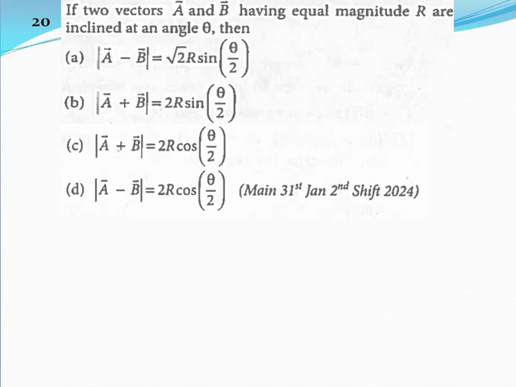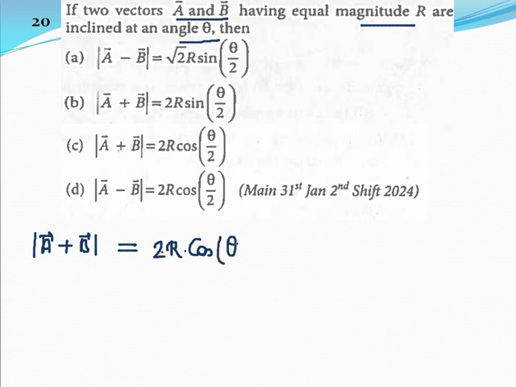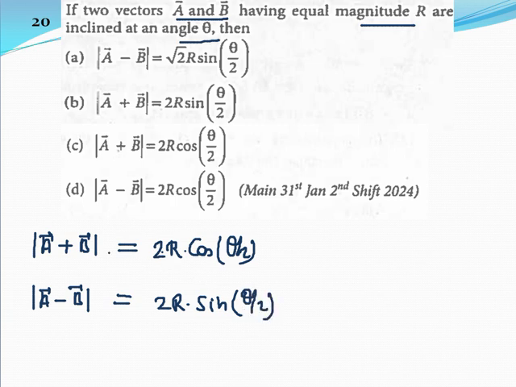Now the last question of the day. Two vectors A and B having equal magnitudes are inclined at an angle theta. Whenever we have two equal vectors inclined at an angle theta, the resultant of their summation gives 2r cos theta by 2, and the resultant of their subtraction gives 2r sin theta by 2. This is a very important result. We must memorize this result. So here, if we select from the given options, we get option number C.